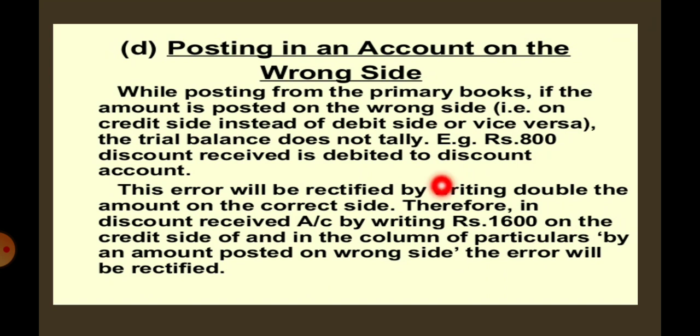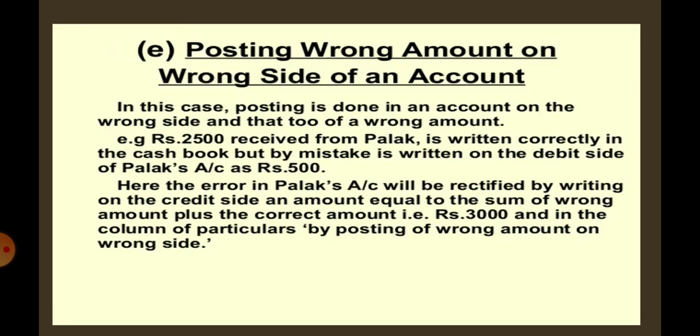Posting in an account on the wrong side. While posting from the primary book, if the amount is posted on the wrong side, the credit side instead of the debit side or vice versa, the trial balance does not tally. For example, rupees 800 discount received is debited to the discount account. The error will be rectified by writing double the amount on the correct side. Therefore, in the discount received account, by writing 1,600 on the credit side, and in the column of particulars "by amount posted on wrong side", the error will be rectified.